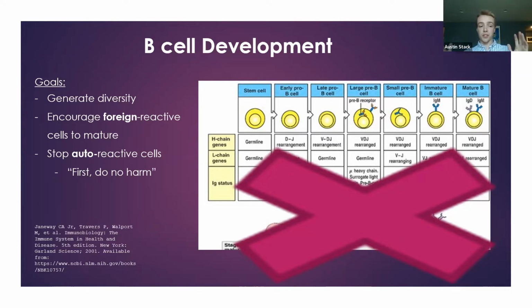Conversely, we want to stop autoreactive cells from maturing. And that means we don't want any cells that react to antigens that are ourself. That's how autoimmunities like lupus arise, when B cells activate to antigens of yourself, and then you have B cells producing antibodies that attack your own body. So those are the goals of B cell development. And now we're going to go through each step in this chart here, starting with the stem cell.